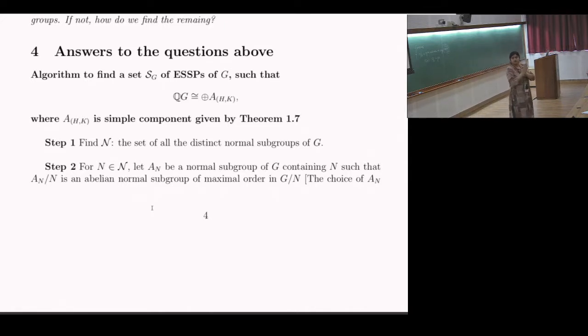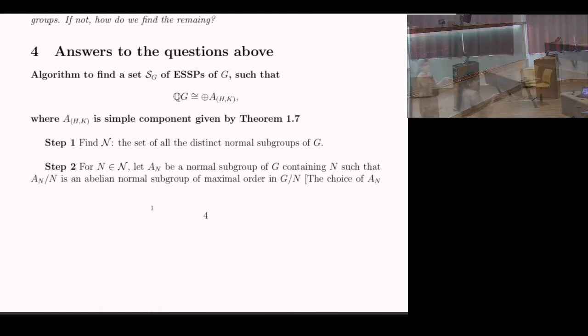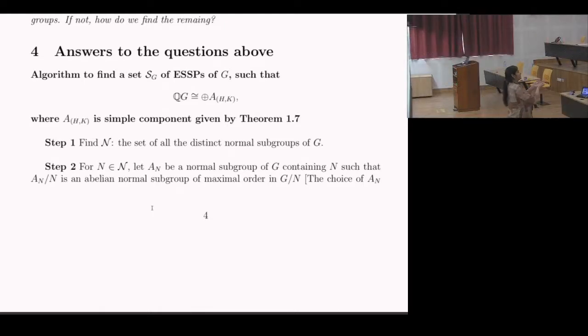Okay? So we do have an algorithm which tells us how to find a set of extremely strong Shoda pairs such that no two of them give you the same primitive central idempotents, and they cover all. Okay, so what does this algorithm do? Step 1 is to find all normal subgroups of G. Of course, this is not a very basic thing, but this algorithm asks you to do that.